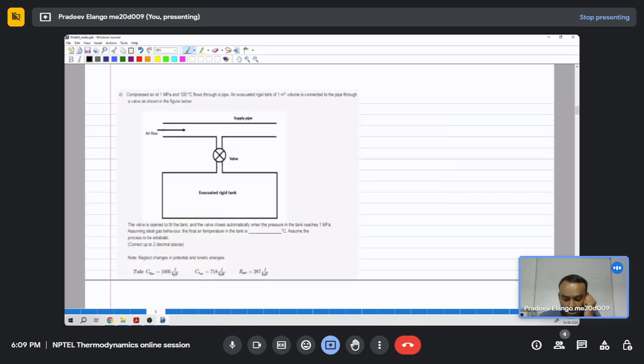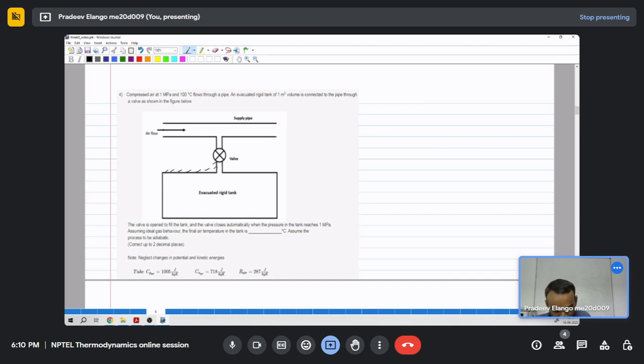In the next question, we have compressed air at 1 megapascal at 100 degrees Celsius flowing through a pipe, and an evacuated rigid tank of 1 meter cube volume is connected to the pipe through a valve as shown in the figure. So now the valve is open to fill the tank, and the valve closes automatically when the pressure in the tank reaches 1 megapascal. Assuming ideal gas behavior, the final air temperature in the tank is dash degree Celsius. Assume the process to be adiabatic. So it is told that there is no heat transfer, that is adiabatic.